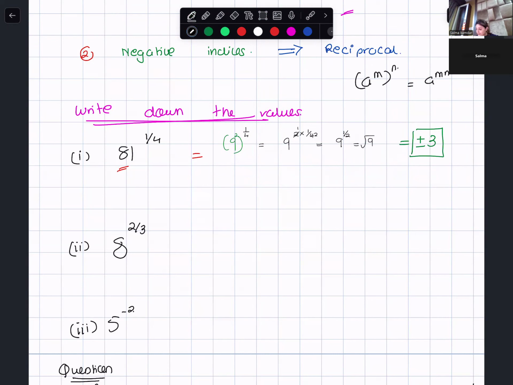Let's take the next one. I have 8 raised to 2 by 3. First make the base smaller. I know 8 is nothing but 2 cube. So 2 cube raised to 2 by 3. Now you can apply a raised to m, the whole raised to n, becomes a raised to m into n. So this becomes 2 square. 2 square is nothing but 4.